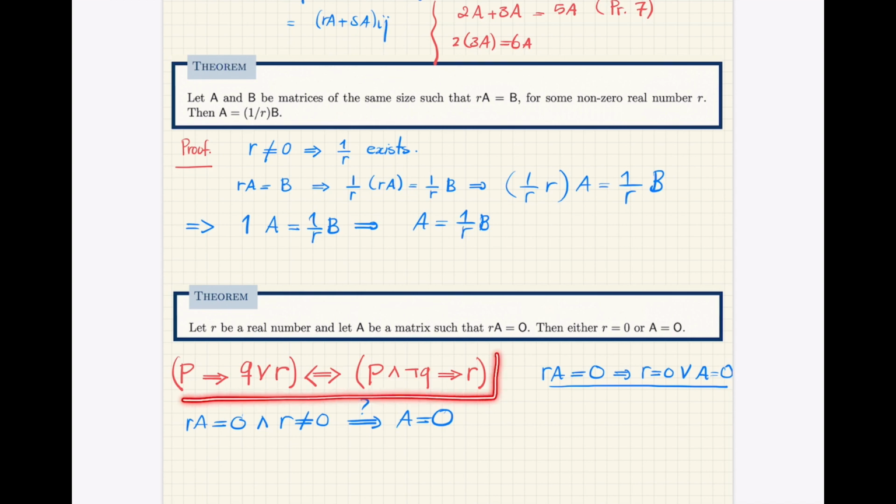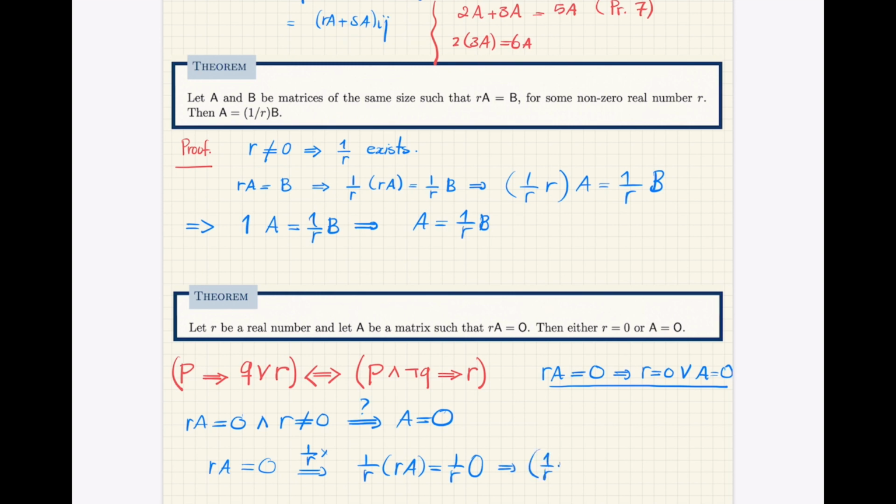Please check that as an exercise in logic. And then instead of proving this, I prove this, which is this one. And now it becomes clear. Because now RA is equal to 0, and I know that 1 over R exists. Why? Because you are telling me that R is not equal to 0. I multiply everything by 1 over R. And on the right-hand side, I can use the property that the number times the 0 matrix is the 0 matrix, and then I get 1A is equal to 0, then this gives me A is equal to 0.